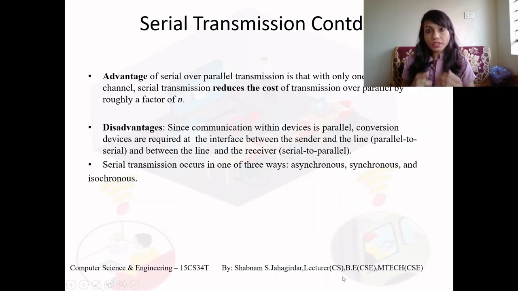So let's see some of the advantages of serial transmission. The advantage is that it reduces the cost, as we use only one line instead of n lines. And the disadvantage is in the communication: by default the communication is in parallel, so when you use serial transmission mode, you have to convert, that is, between sender and line from parallel to serial, and between line and receiver from serial to parallel. And this serial transmission is divided into 3 types, that is asynchronous.